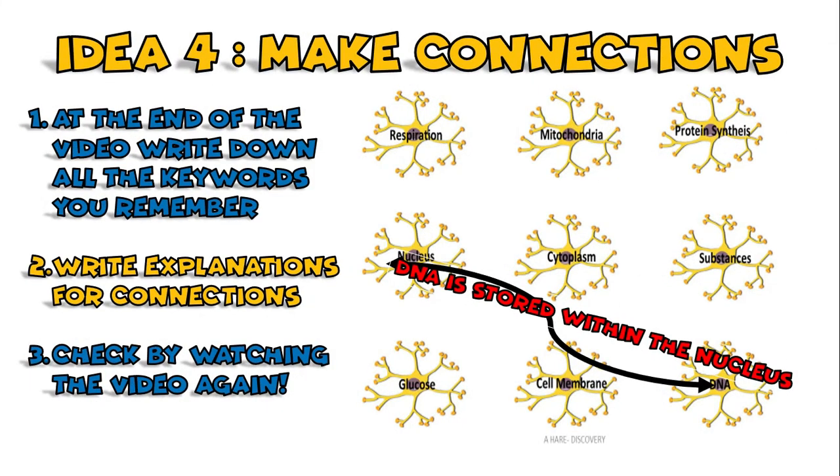Now, idea 4 is what I call make connections. What you need to do is, first of all, at the end of the video, write down every keyword that you can remember. Then, after you've got the keywords from the video that you can remember, you need to try and make a connection, and then explain the connection between the keywords that you've identified. So, on here, I've watched a video on animal cells.